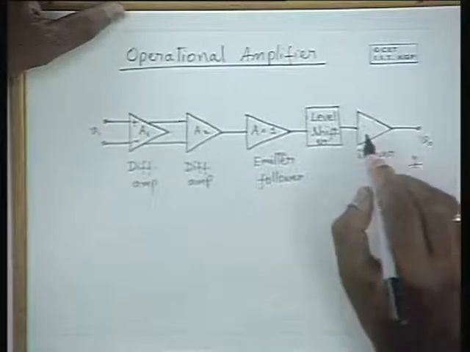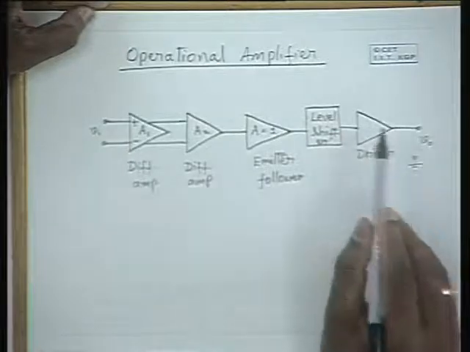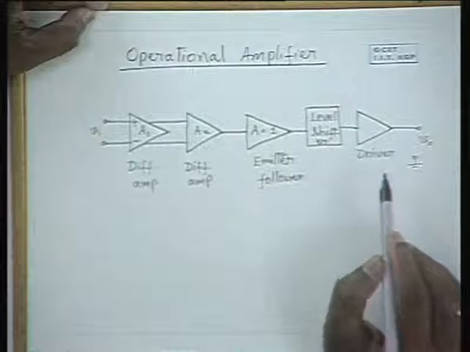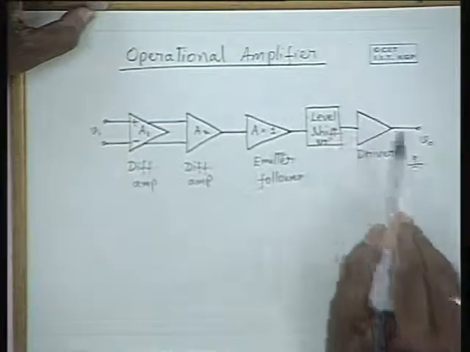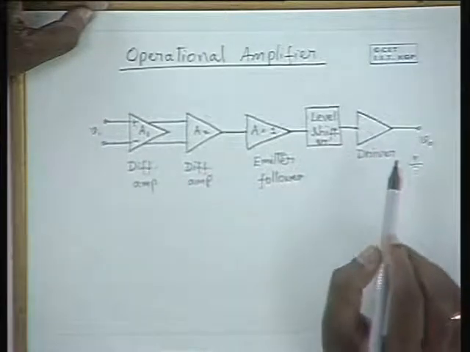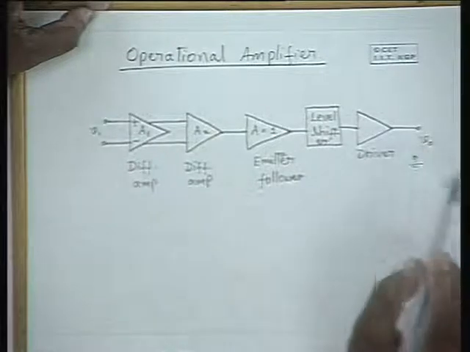The level shifter is followed by a driver, and the driver is an amplifier with very low output impedance. Please note that a common collector amplifier gives you very low output impedance. Hence, we have to use a driver which is similar to a common collector amplifier. So the purpose is to make the output impedance very low and at the same time provide a large output signal.